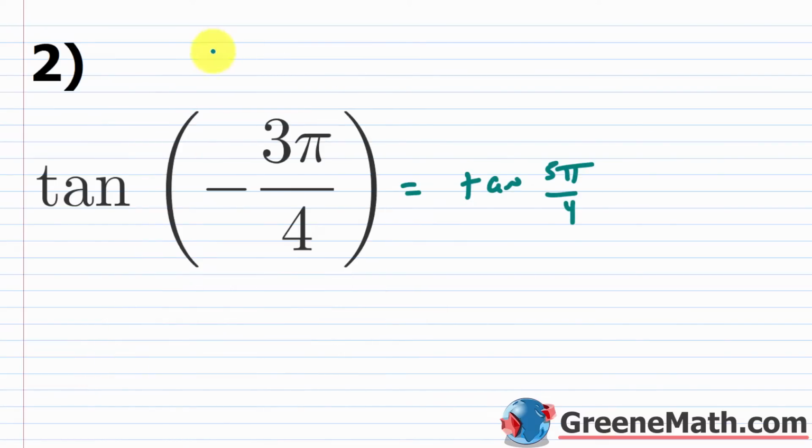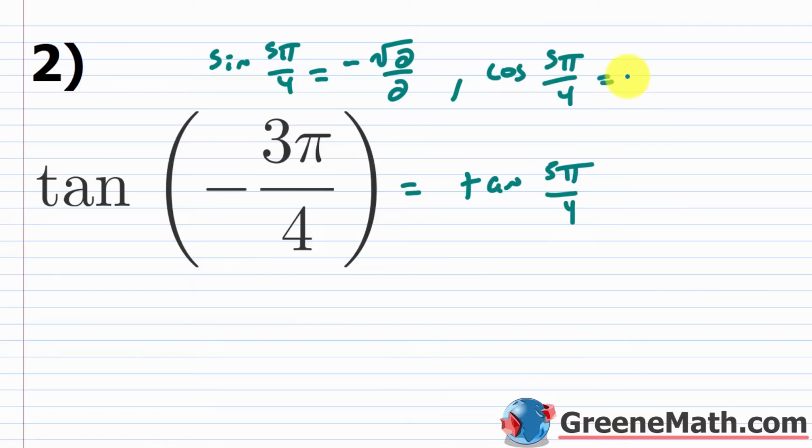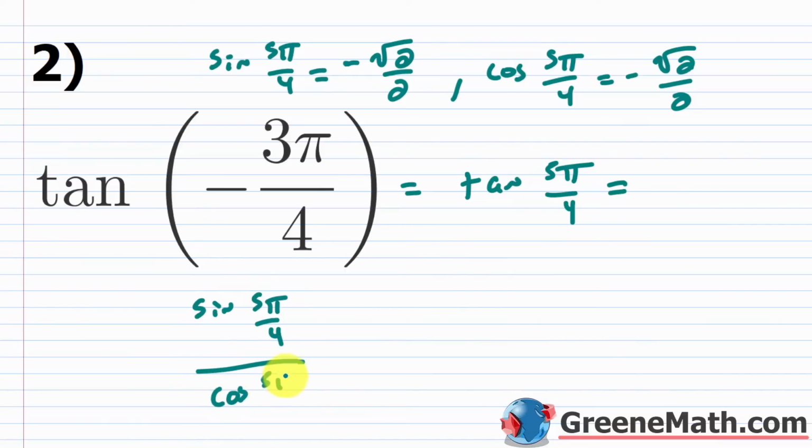So coming back up here, if you said the sine of 5 pi over 4 is the negative of the square root of 2 over 2, and you said your cosine of 5 pi over 4 is equal to the negative of the square root of 2 over 2, well, essentially what you would do here is say this is equal to the sine of 5 pi over 4 divided by the cosine of 5 pi over 4, which is going to be equal to what?